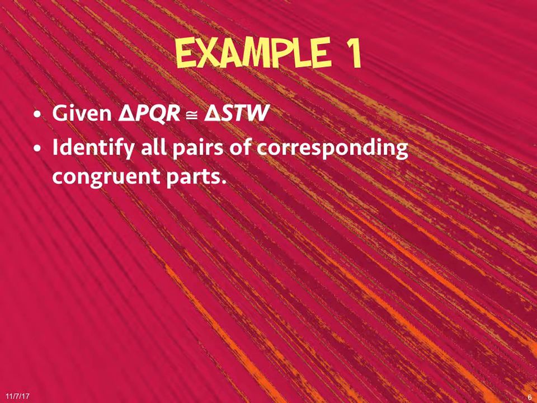Alright, so given triangle PQR is congruent to triangle STW, identify all pairs of corresponding congruent parts. Which means give me all the pairs of congruent angles and all the pairs of congruent sides. If you want a visual, draw it out. But you don't need it if you go off the letters. So give me a list of all the corresponding angles and all the corresponding sides.